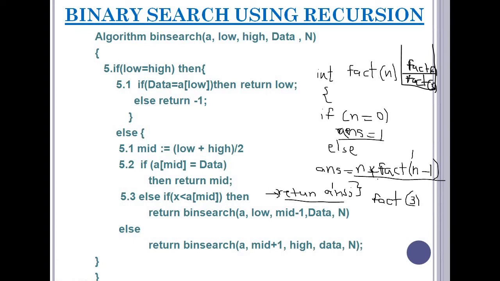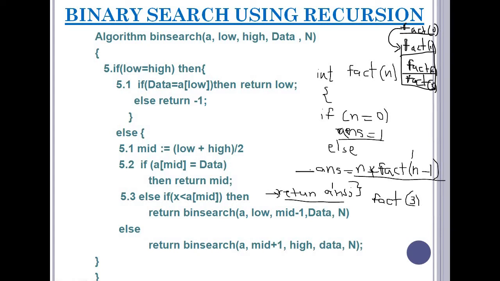Again fact(2) is going to push the activation record of fact(1). In the same way, fact(1) is going to push the activation record of fact(0). So when fact(0) is there, the value of n is 0, the answer is 1, and after that it will execute the statement return answer 1. So the value 1 is going to return to the caller. The caller of fact(0) is fact(1).